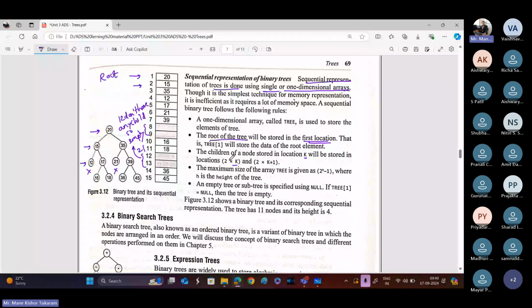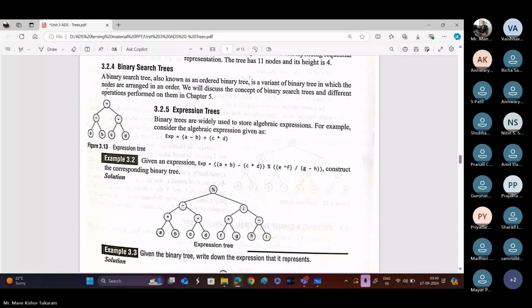Okay, so next one, that is binary search tree. So binary search tree means what? It is one more variation related to the binary tree, a variant of the binary tree in which the nodes are arranged in an order. We have a separate chapter related to this, so we will discuss in that chapter what the binary search tree is.